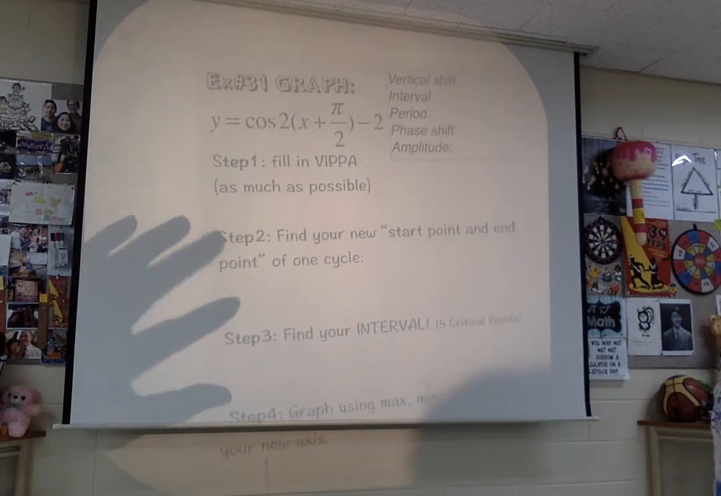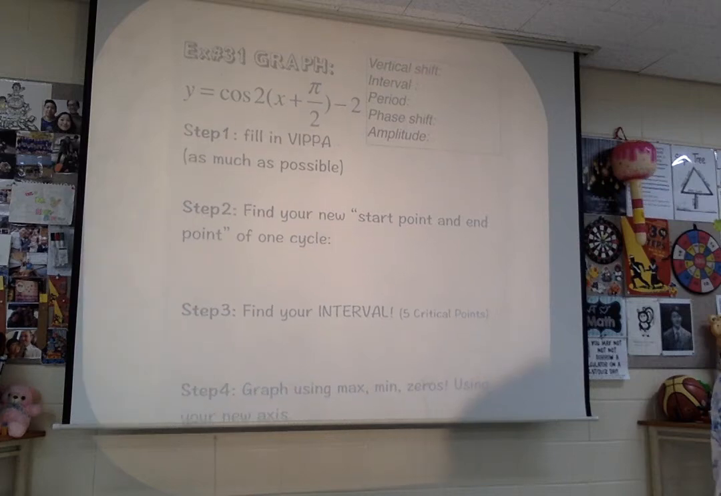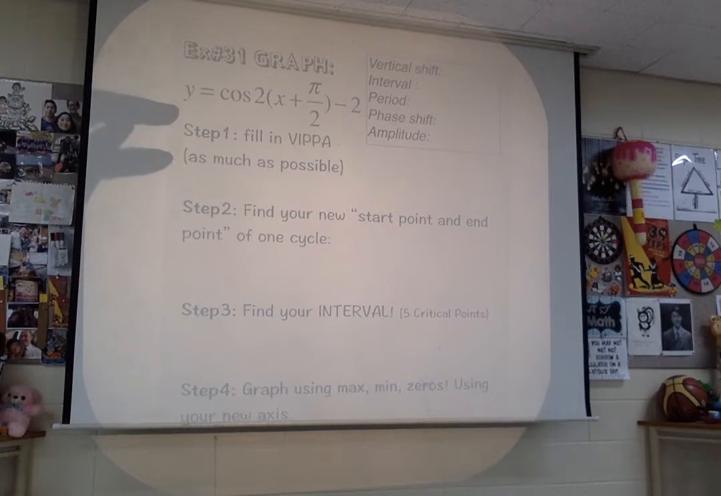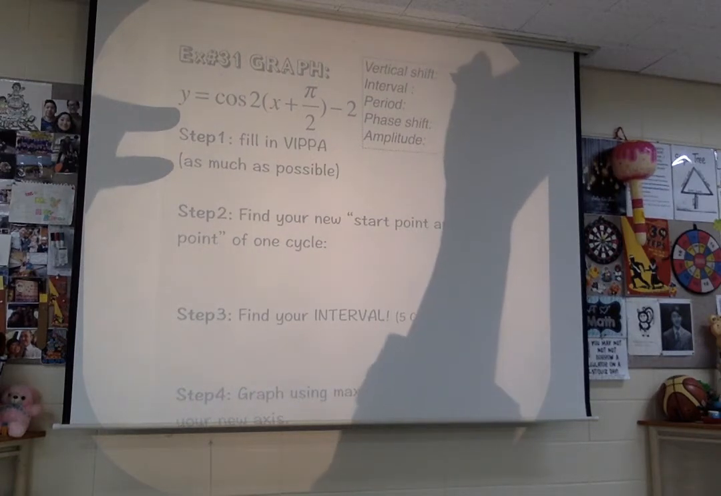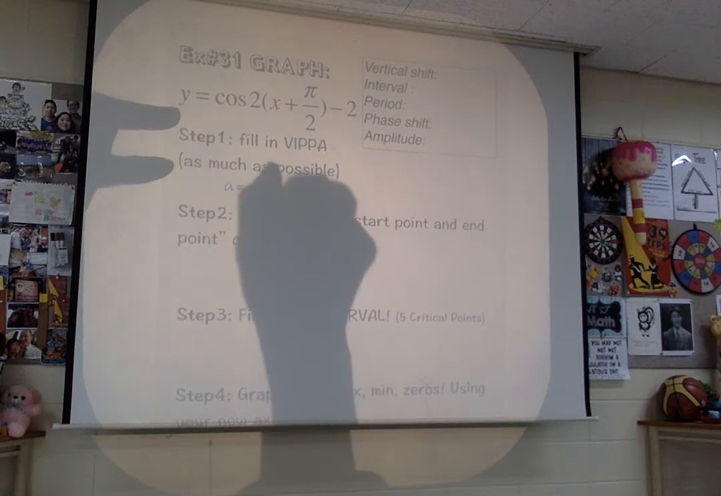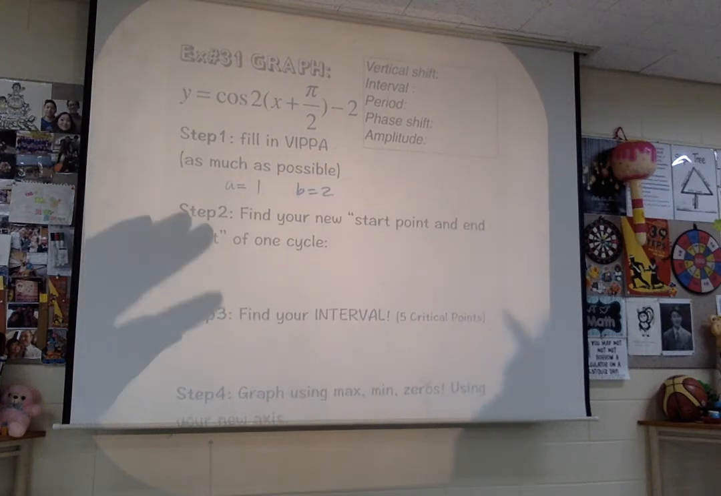But for your sake, I've provided you with a cosine graph. And this is number 31. Like always, same thing, but a little different, right? Remember, cosine functions always start from the max. So you guys, fill in the VIPA. Let's actually do my A and B first. A is 1, B is 2.